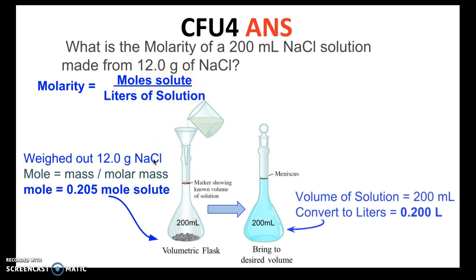Now, let's look at our volume. Remember, the volume must be in liters. So we're going to convert the volume of solution from 200 milliliters to 0.2 liters. And once we have that conversion done, we know that we can just plug it into our molarity equation, and then that will give us the molarity is equal to 1.00 molar.